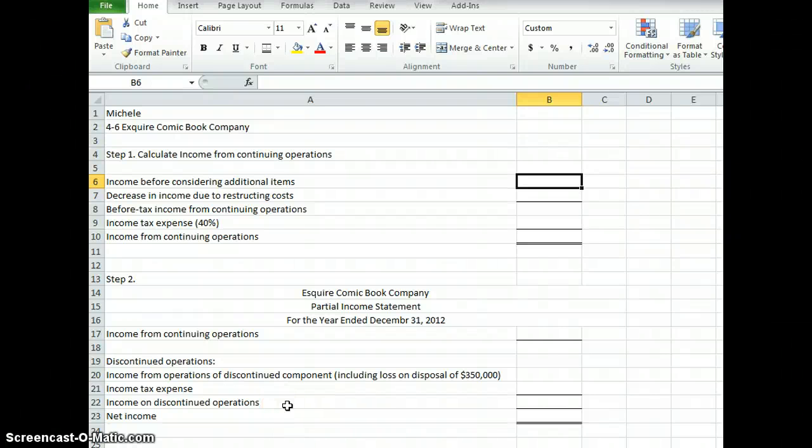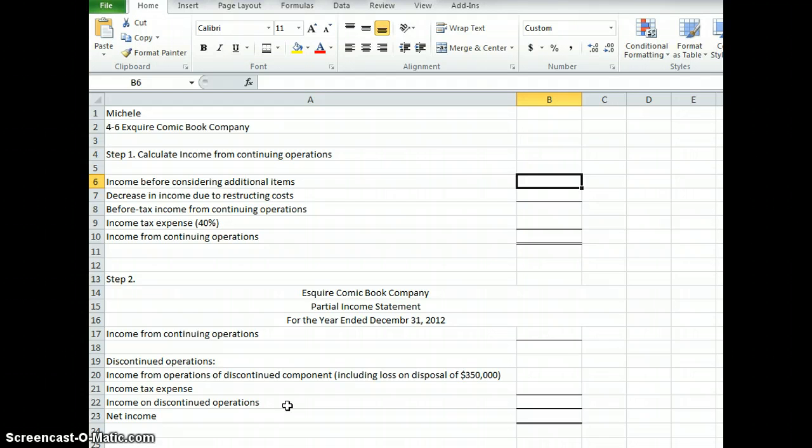All right, let's take a look at exercise 4-6 starting on page 212 of your book. This one looks more complicated than it really is, so let's go through and read it overall. It's telling us that Esquire Book Company had income before taxes of $1 million, and that's before considering the disposal of a division of the company.